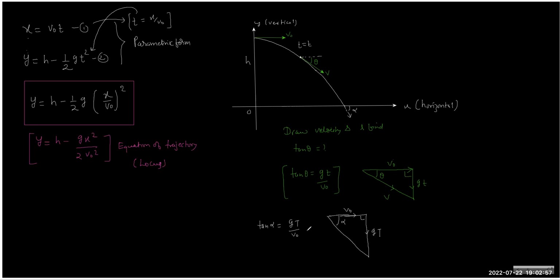Anyway, the answer is g t by v naught. That's simple. And if you are willing to substitute t, you may write it like this, just in case, which is something interesting: 2gh upon v naught. Oh, interesting. 2gh upon v naught.